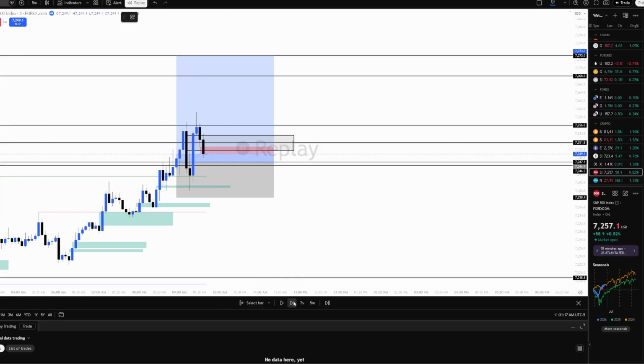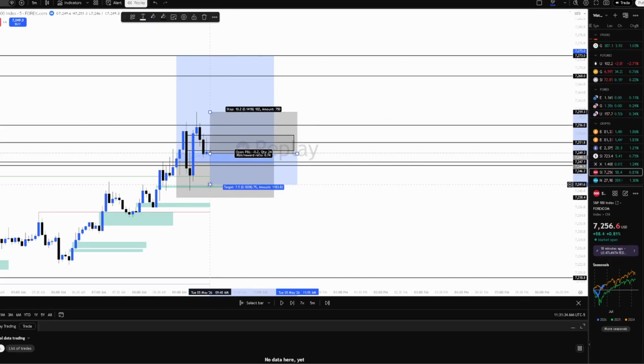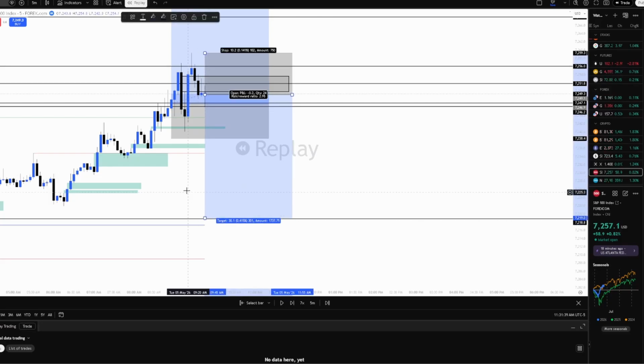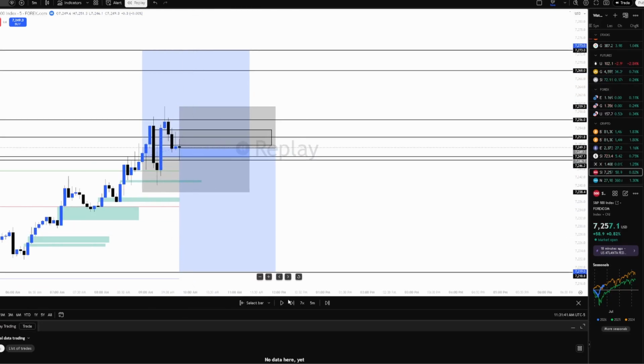So we get that inverse. And then we come up, hit equilibrium. And I'm pretty sure I enter somewhere around here, and I short again. This time I'm still running the exact same trade. And I'm like, all right. And instant drawdown. We come here.